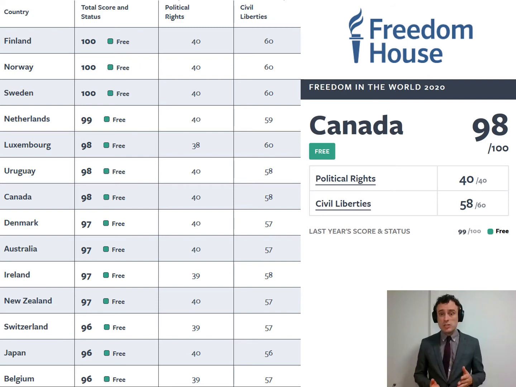What we can also see perhaps in smaller print on the right-hand side of this slide is that last year in the 2019 report from Freedom House, Canada had a score of 99 out of 100. It decreased to 98 specifically because of the issue of Bill 21, which is a topic that we are going to cover at the end of today's lecture.